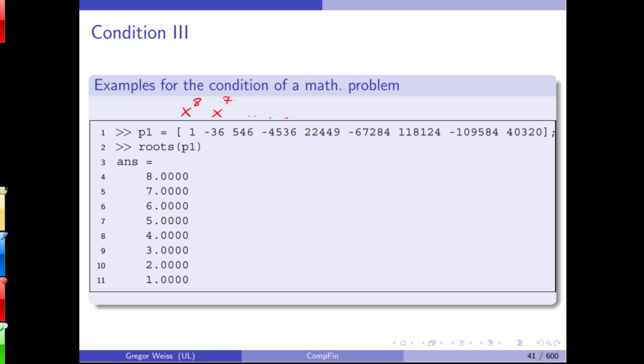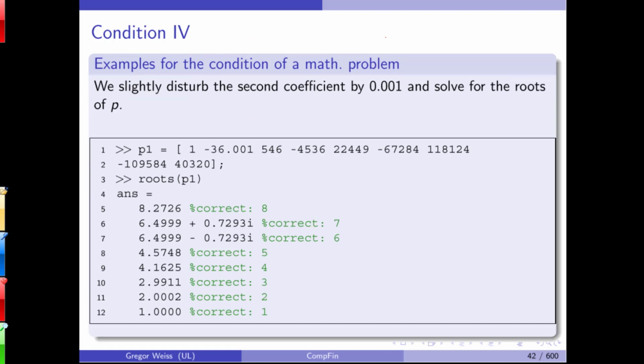Let's solve for the roots of P1. 8, 7, 6, 5, 4, 3, 2, 1. No coincidence. This is what I did. I simply took those 8 numbers, 1, 2 through 8, and I said x minus 1 times x minus 2 times x minus 3. Basic example from school mathematics. And then I calculated this by hand, actually I computed it symbolically with a computer, but this is how I got the coefficients. So far, everything's fine.